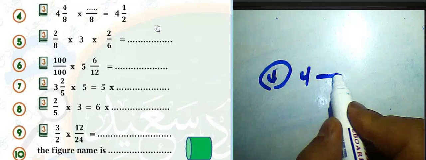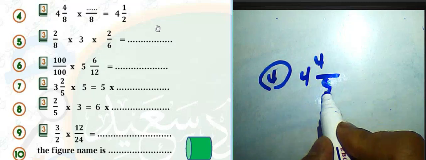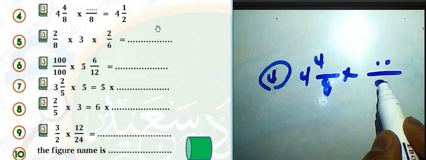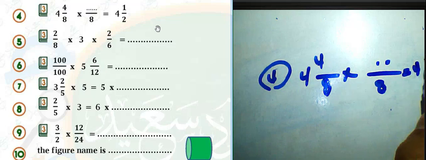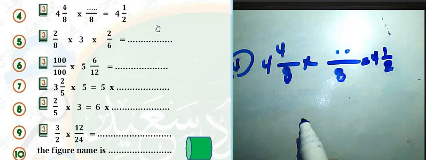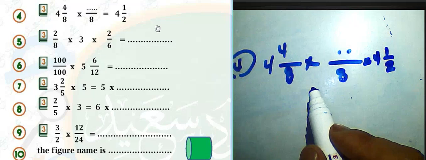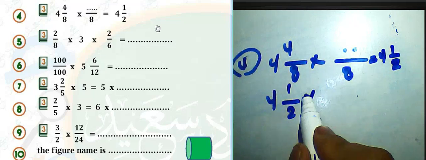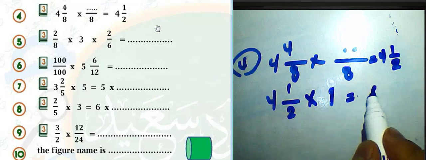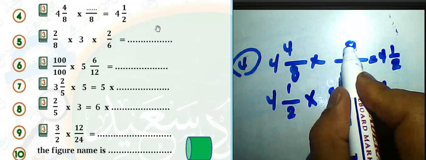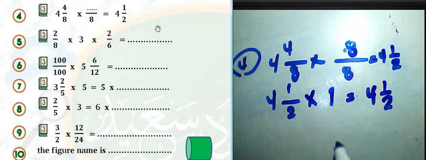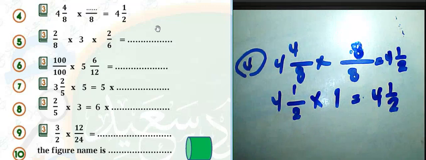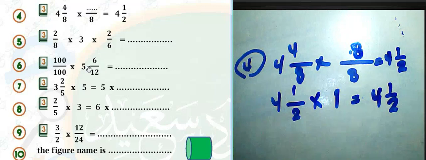4 and 4 over 8 multiplication space over 8 equals 4.5. We know 4 and 4 over 8 equals 4.5 by dividing the numerator and denominator by 4. 4.5 multiplied by 1 will be 4.5. So we must write here 8 because 8 divided by 8 equals 1. Write in the space here 8.